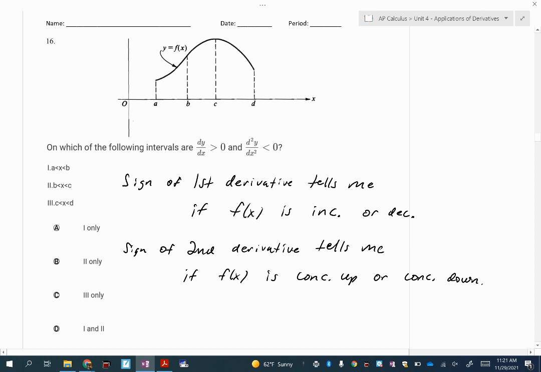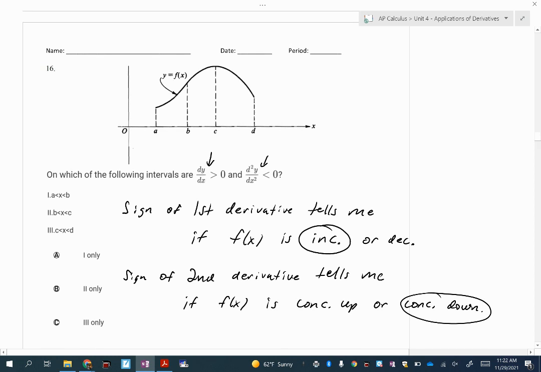So in this case, it says our first derivative is greater than 0. So that means we're talking about increasing. And our second derivative is less than 0, so we're talking about concave down. That's what I'm looking for here. I'm increasing from A to B, definitely increasing there, and from B to C. I'm decreasing from C to D, so I know C to D is not going to work.